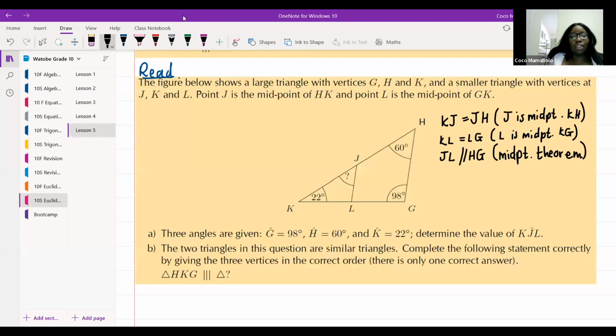Okay, cool. So with that being said, what is my angle KJL going to be equal to?